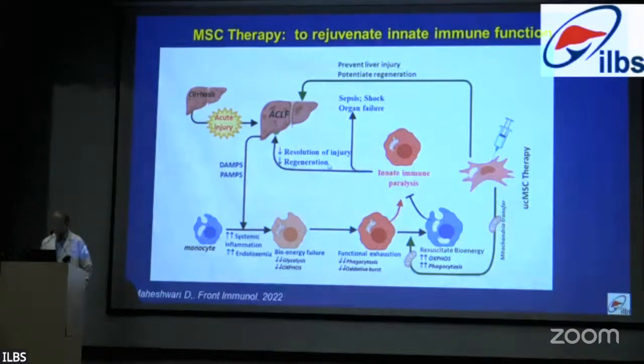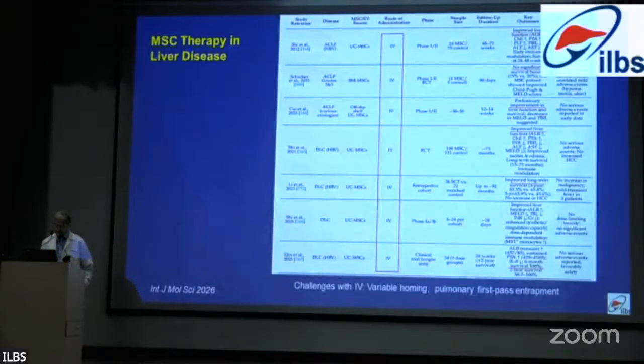of the injury. Now, in case we are able to provide these MSCs some good mitochondria, and we are able to give these mitochondria and the monocytes new life, maybe we can regenerate and improve the function in these patients.